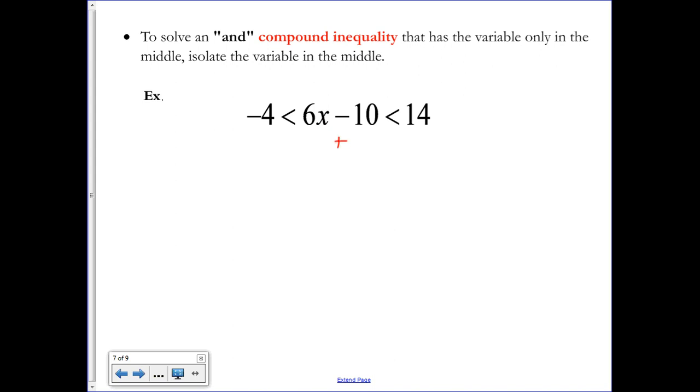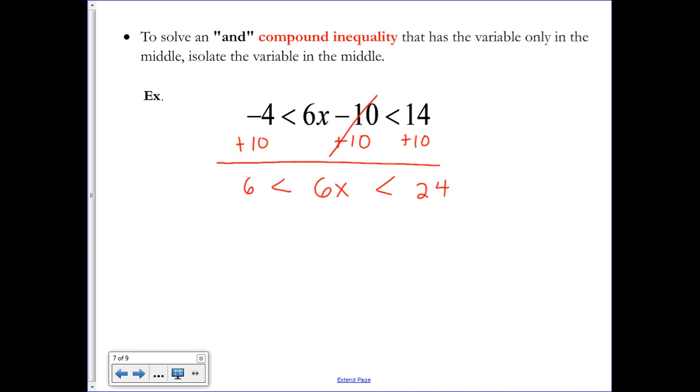This means I need to add the 10 to get it out of here. And just know that you have to add it to all of the sides. It's almost like a three-headed monster, right? We want to add that 10 to all of the sides of this. So on the left, we get a 6. In the middle, the 10s have canceled out, so now I just have 6x. And on the right, I have 24.